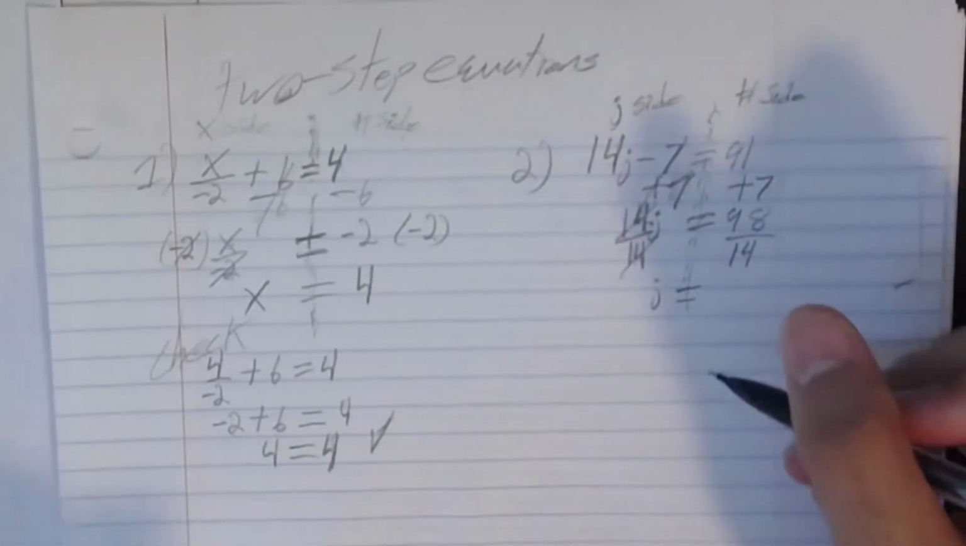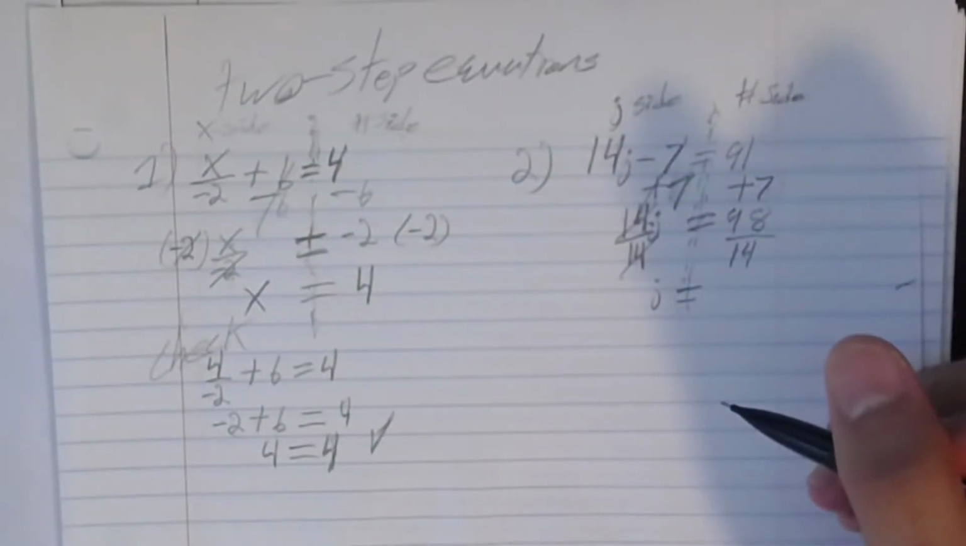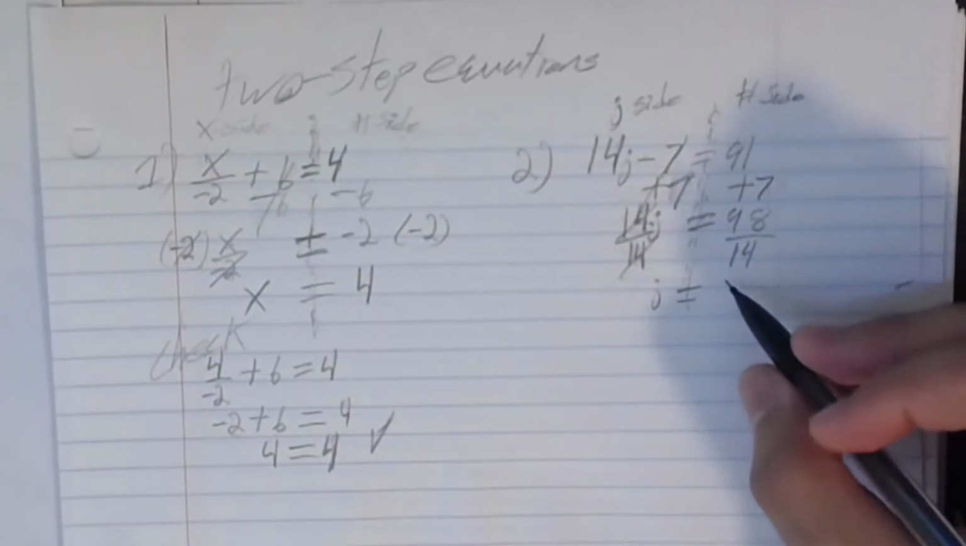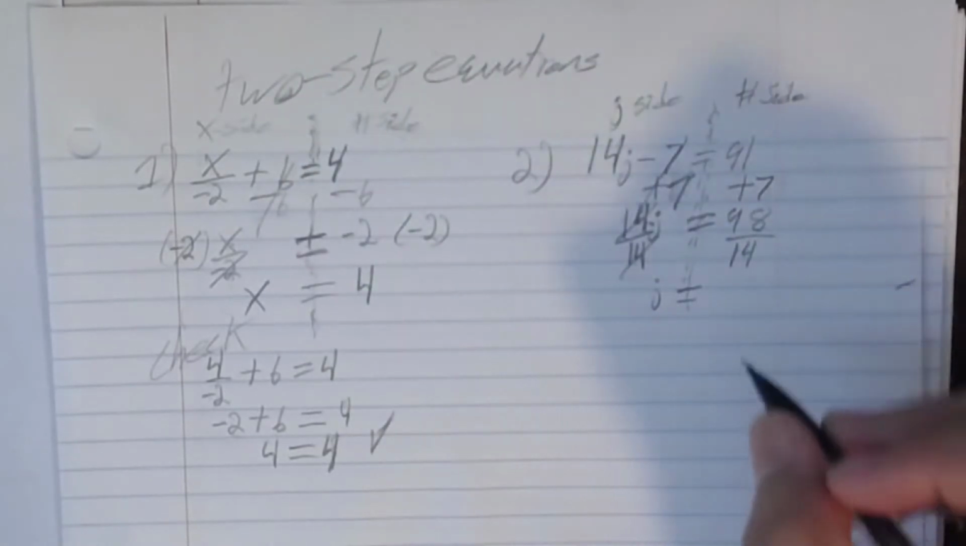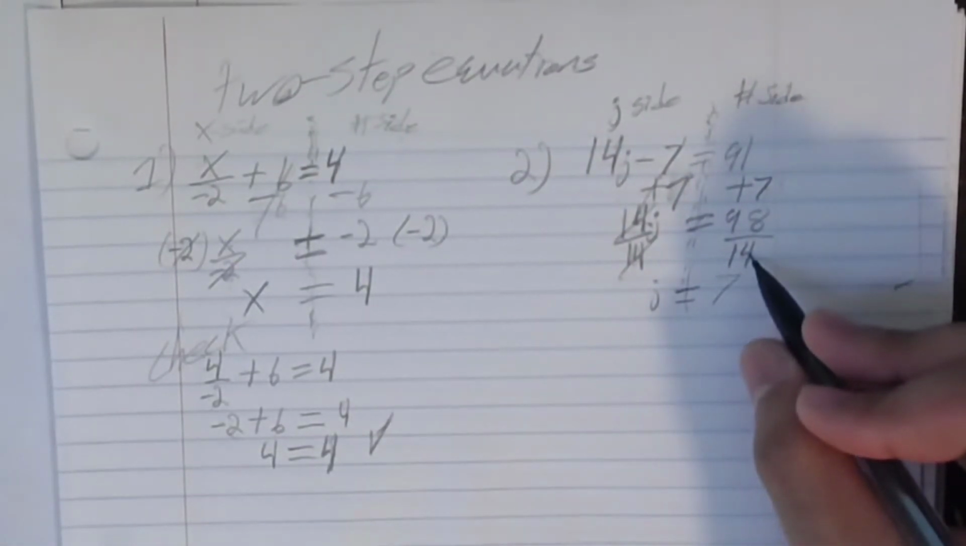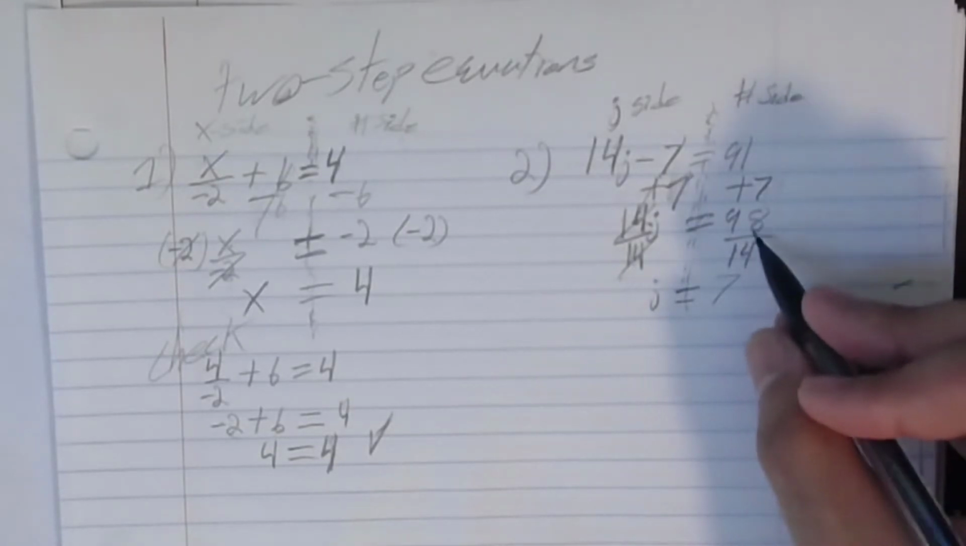equal to, what is that? Actually don't know. Let's see, 98 divided by 14, if we do 70, it'll be 7 times, yeah, 28, yeah, it'll be that.